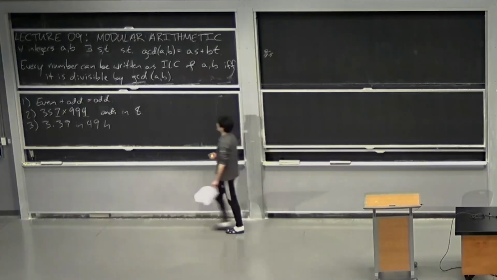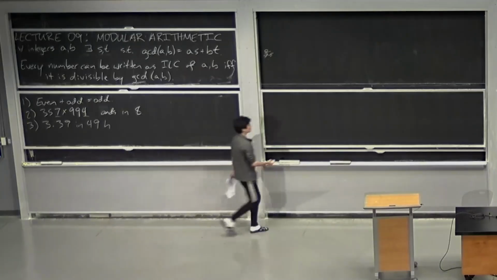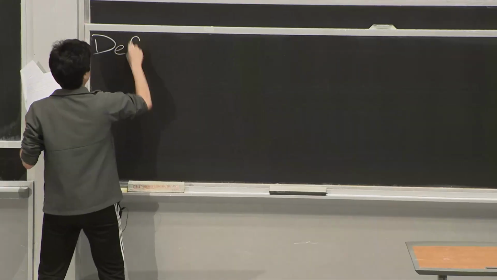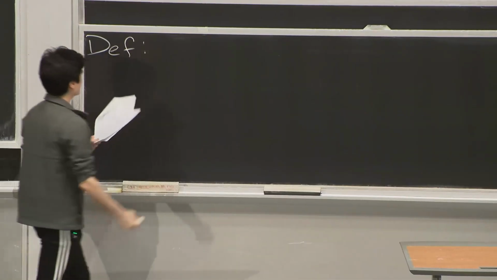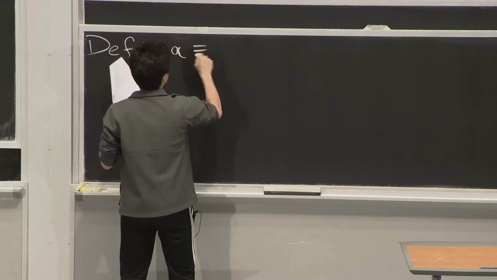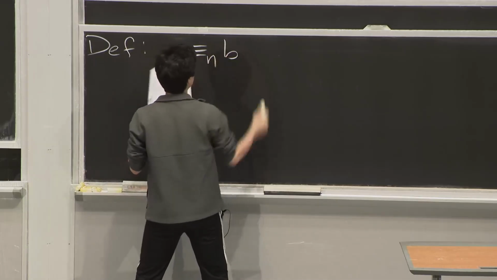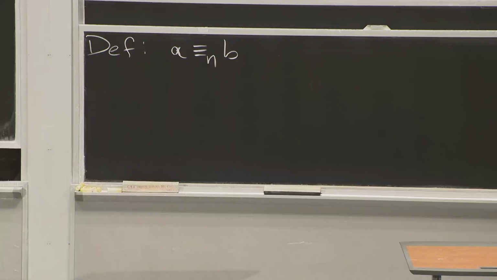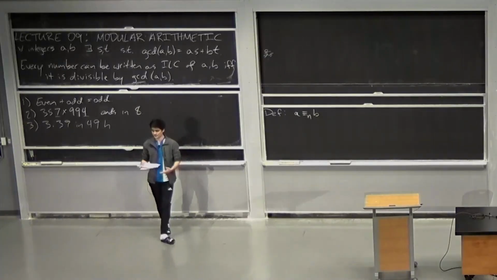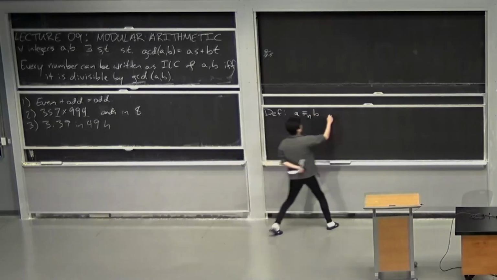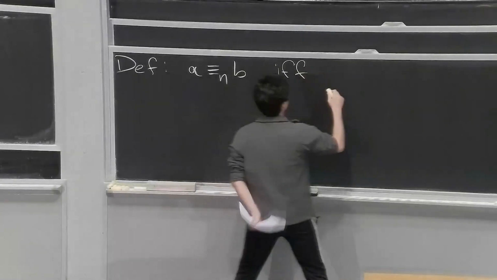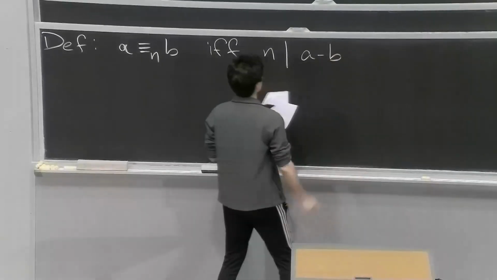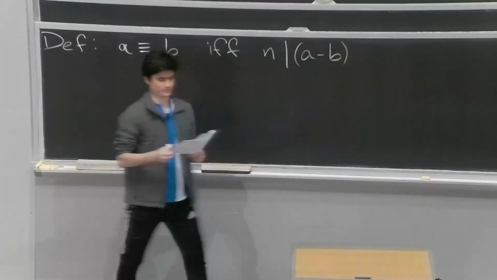So let's define what we mean. Actually, why don't we use a new board for this? So we're going to say that a is congruent mod n to b. This will usually be pronounced a is congruent to b modulo n, if and only if n divides a minus b.